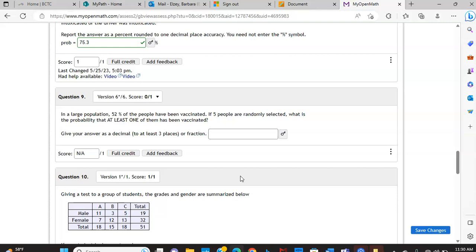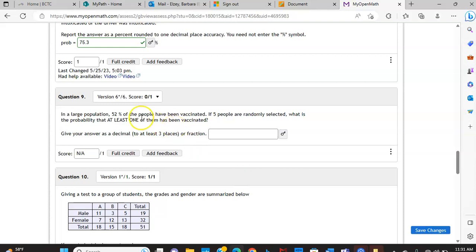Now, at least one of them means we could have one of them vaccinated, we could have 2 of them vaccinated, we could have 3 of them vaccinated, 4 of them vaccinated, 5 of them vaccinated. So that's a lot of calculations trying to find out all of those probabilities. Instead, if we find the complement of at least one of them being vaccinated, we'll find that that is quicker. And the complement of at least one of them being vaccinated is that none of them have been vaccinated. So let's figure out what the probability that none of them have been vaccinated is.